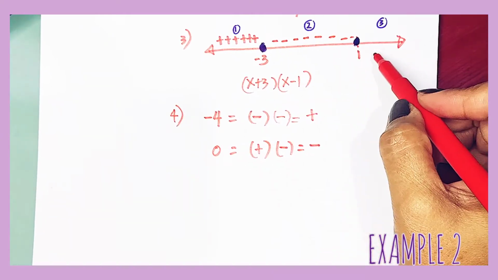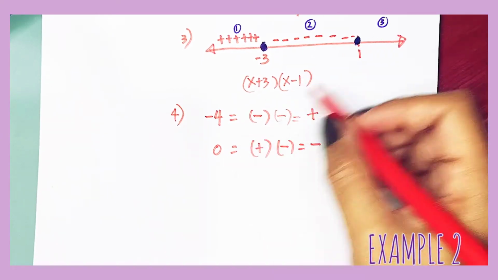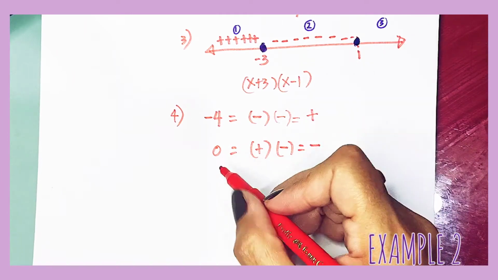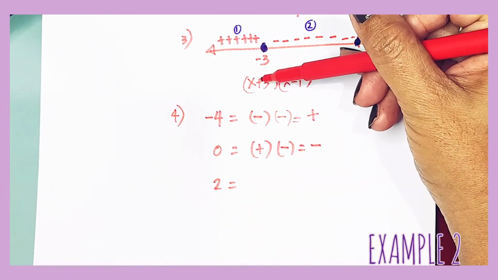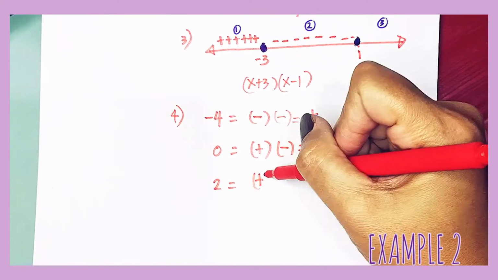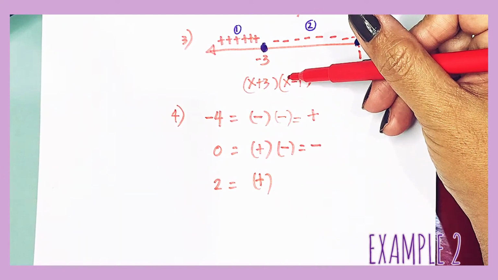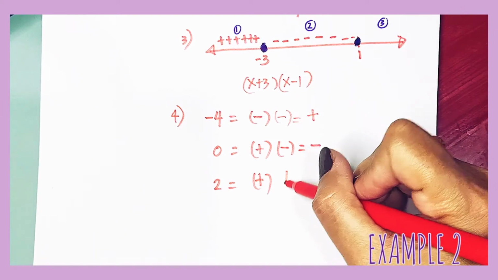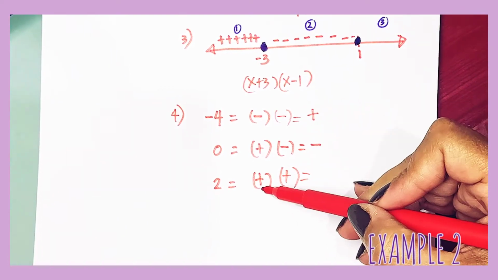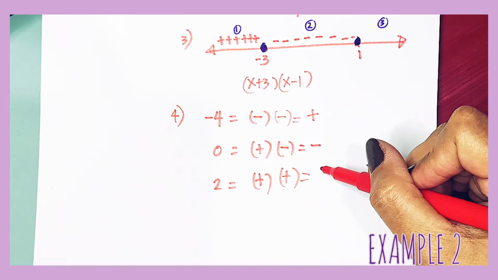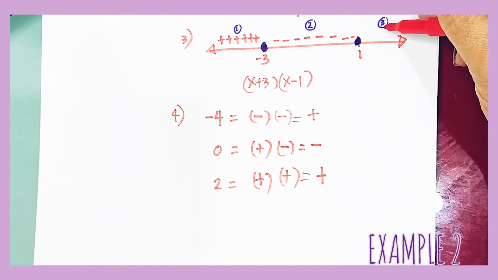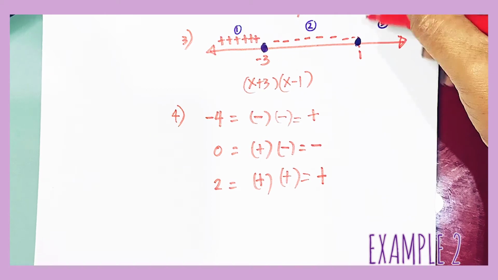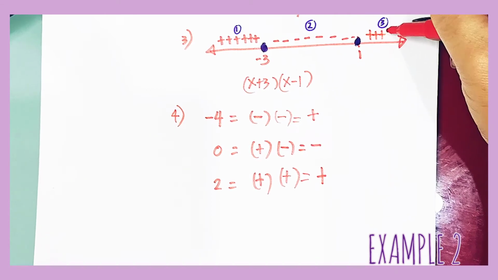So, let's use the numbers from 1 to the right. Let's use 2. If x is 2, 2 plus 3 is 5, a positive number. And 2 minus 1 is 1, which is also a positive number. And positive times positive is positive. Therefore, the numbers in the third region are all positive.